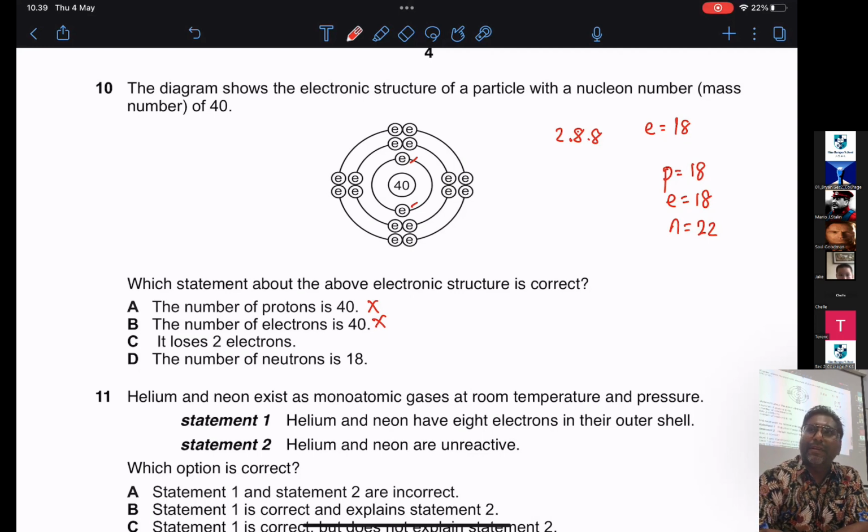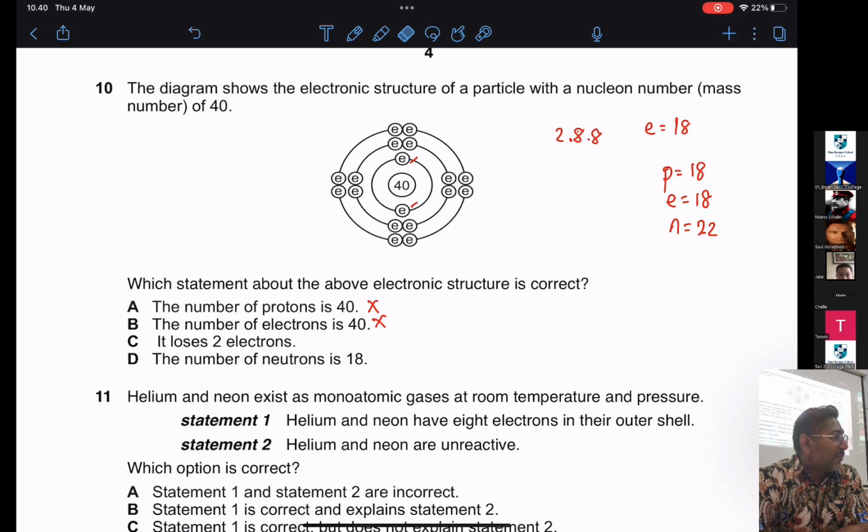Neutron is what? What's the difference? Difference only, right? The nuclear number, mass number minus proton number. Okay, so the mass number is 40. Proton you already know is 18. So 40 minus 18 is going to be 22. So we can find out all these details before we even try to answer the question.